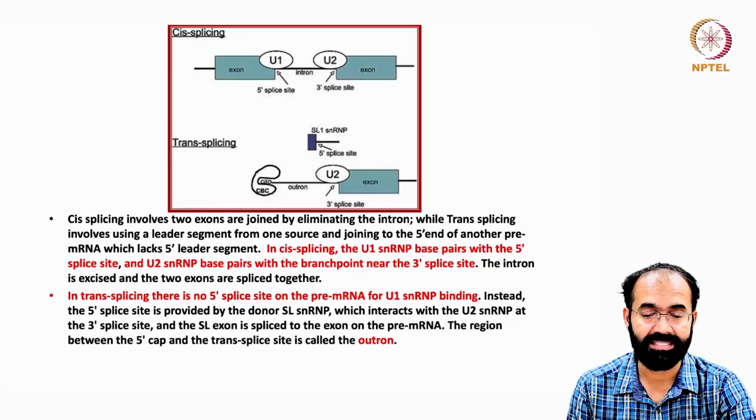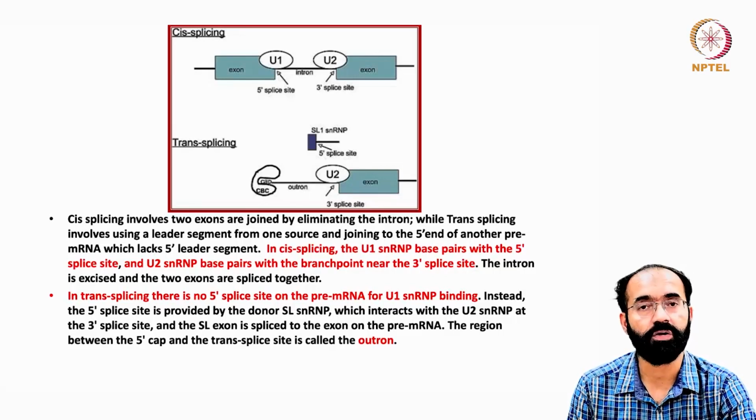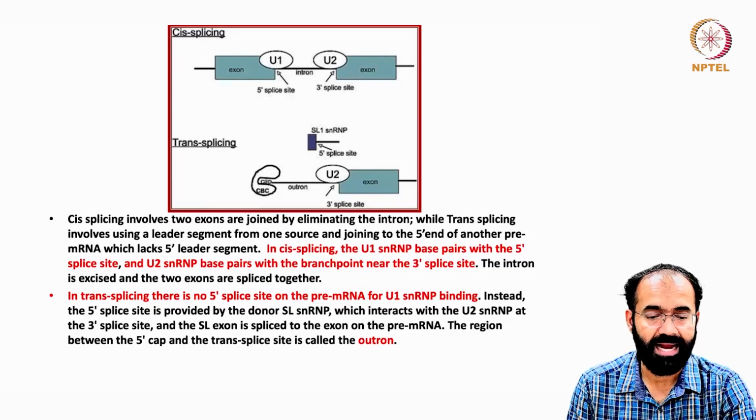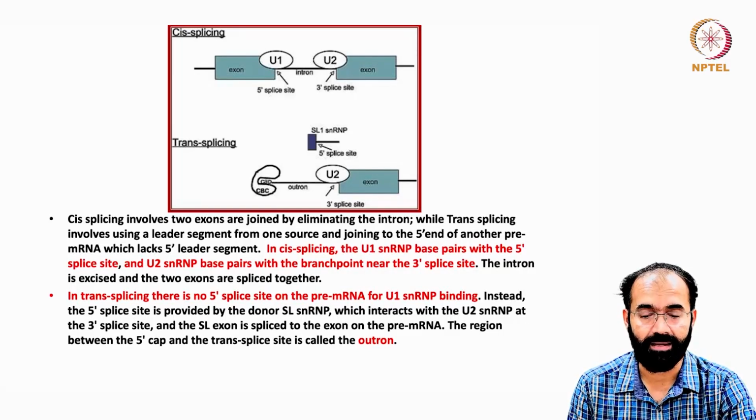That's why we call it an snRNP, which now interacts with the U2 snRNP, which is located on another RNA's branch point, present in the intron at the 3' splice site. As you can see here, U2 is situated here and U1 is now pairing here. Normally the branch point is at the 3' splice site, and the SL exon, that is the splice leader sequence bearing exon, is now spliced to the exon on the pre-mRNA during the second transesterification reaction.